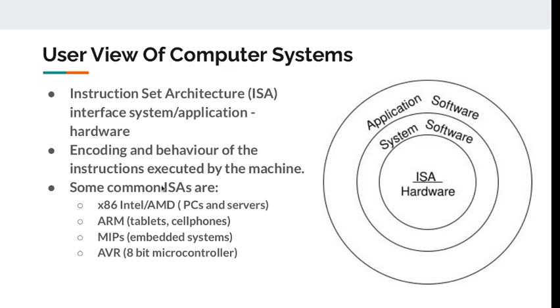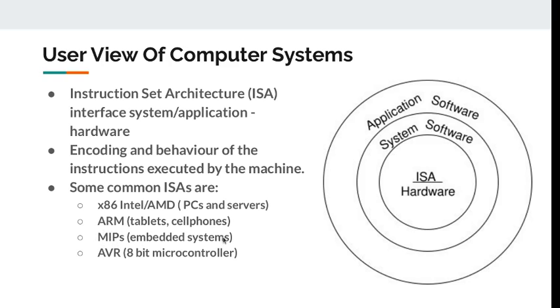Some common ISAs are x86 Intel AMD, so for PC and servers. That's a really common instruction set. Most computers use this instruction set. Then the ARM, so for the ARM you have several types of instruction sets depending on the version of the ARM. We're gonna see that later in this course too.